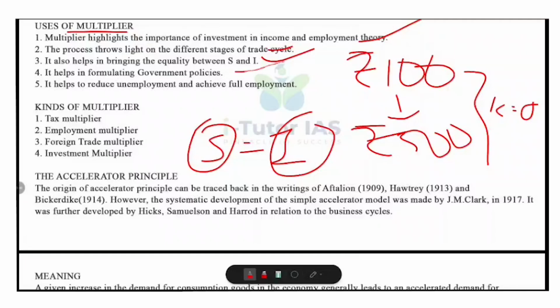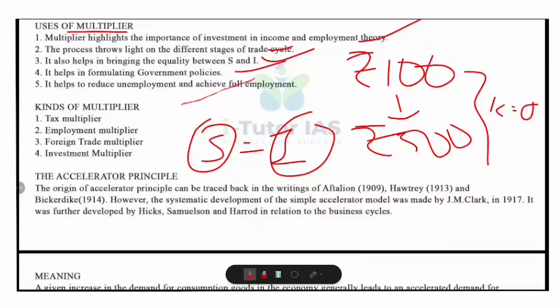Then, it helps in formulating government policies. Governments use the multiplier principle to design fiscal and investment policies. By increasing public investment during recession, the government can stimulate income and employment through the multiplier effect. For example, public works, infrastructure and welfare schemes can have a high multiplier impact.